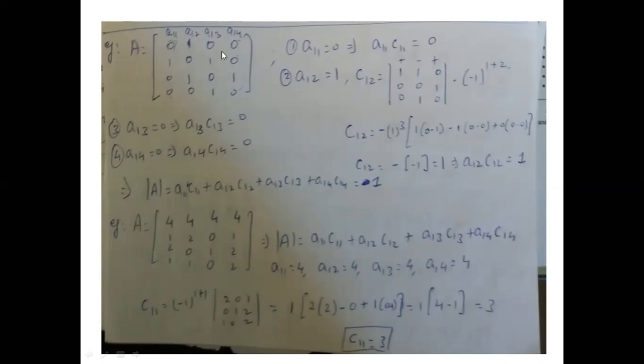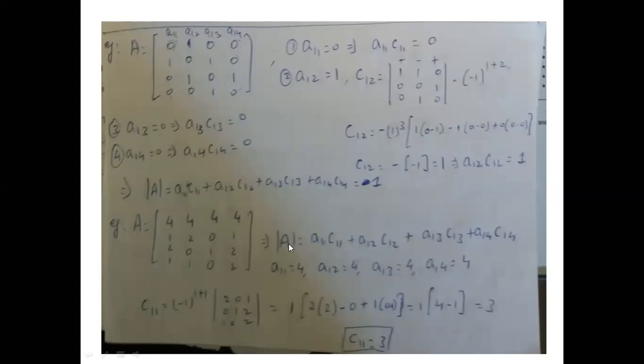This was quite a simple problem because most of the factors were 0. Now let's look at the other numerical. This will be a little on the tougher side because now the factors are all 4, right? So with these factors which are 4, first we note down the values of A11, A12, A13 and A14. And in this case, all those factors are 4. So that is what I have written here.